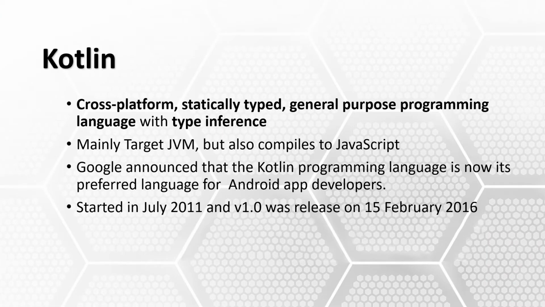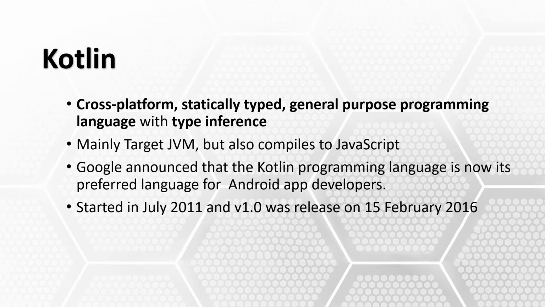Kotlin is a cross-platform, statically typed, and general-purpose programming language with type inference. Cross-platform means that you can write the code on any platform and run the code on any platform. Statically typed means that the type is resolved at compile time and never changes. General-purpose programming language means that you can write Kotlin code for either Android development or server-side scripting.